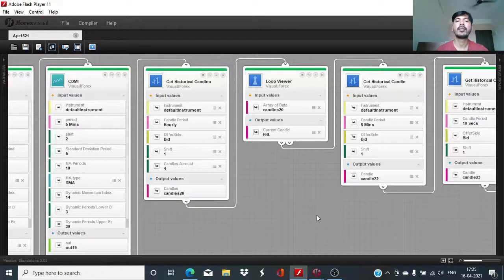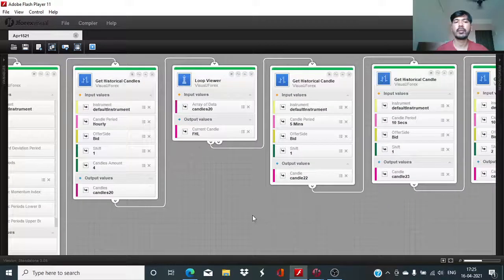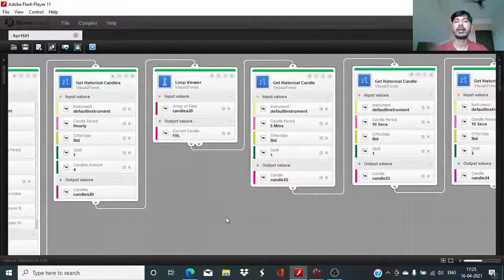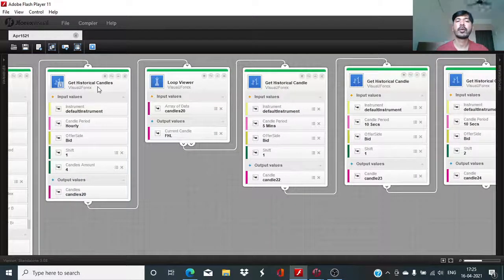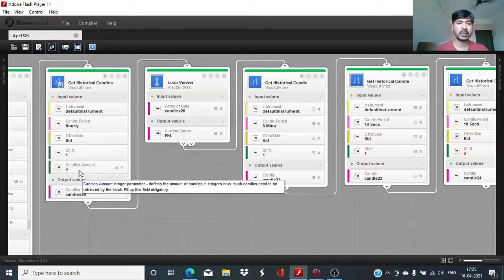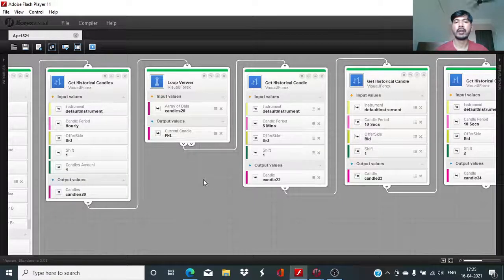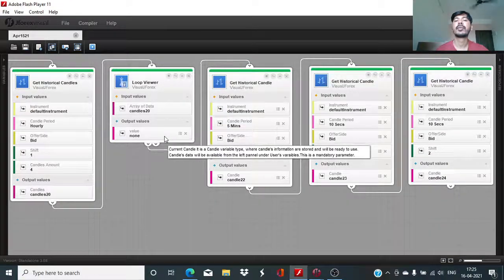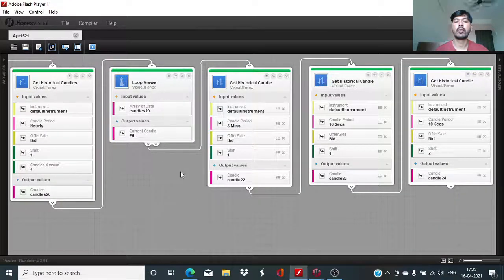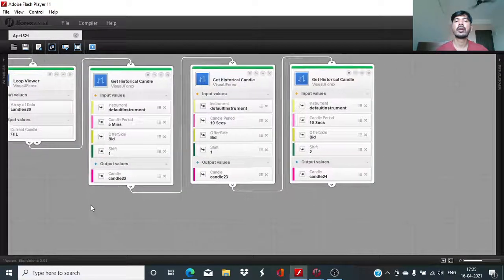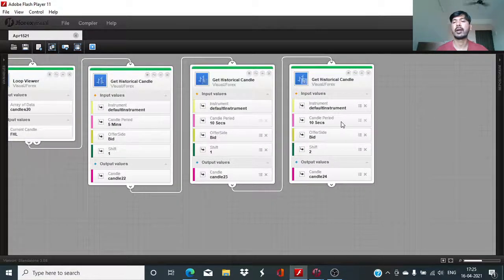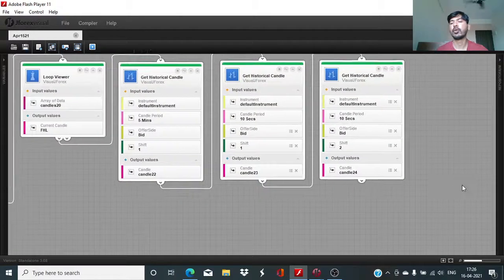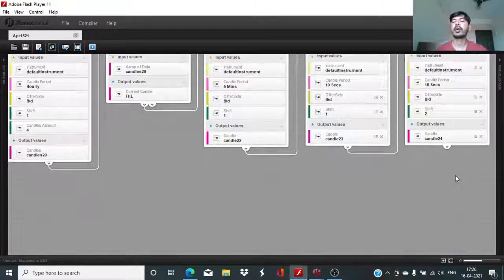execution of the trades. To look at the price momentum in terms of the price action, I am also going to rely on these get historical candles, in which the candle amount has been defined at 0, and to retrieve the individual variables, this loop viewer will be used, and get historical candles of 5 minutes, and these two are of 10 seconds to pinpoint the entry point.